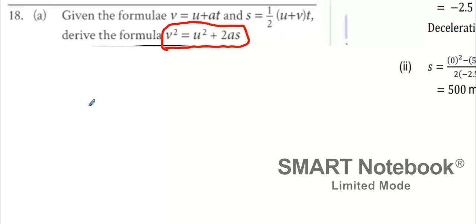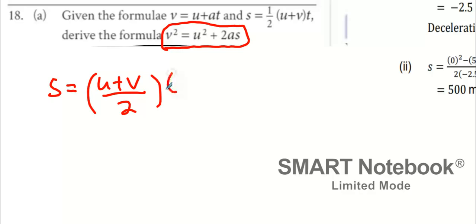So I'm going to multiply out the s equation first. I'm going to get s equals (u plus v) all over 2 times t. Would that be all right? And then t, therefore, 2s over u plus v equals t. Would that be okay with you guys? Just rearranging the formula.